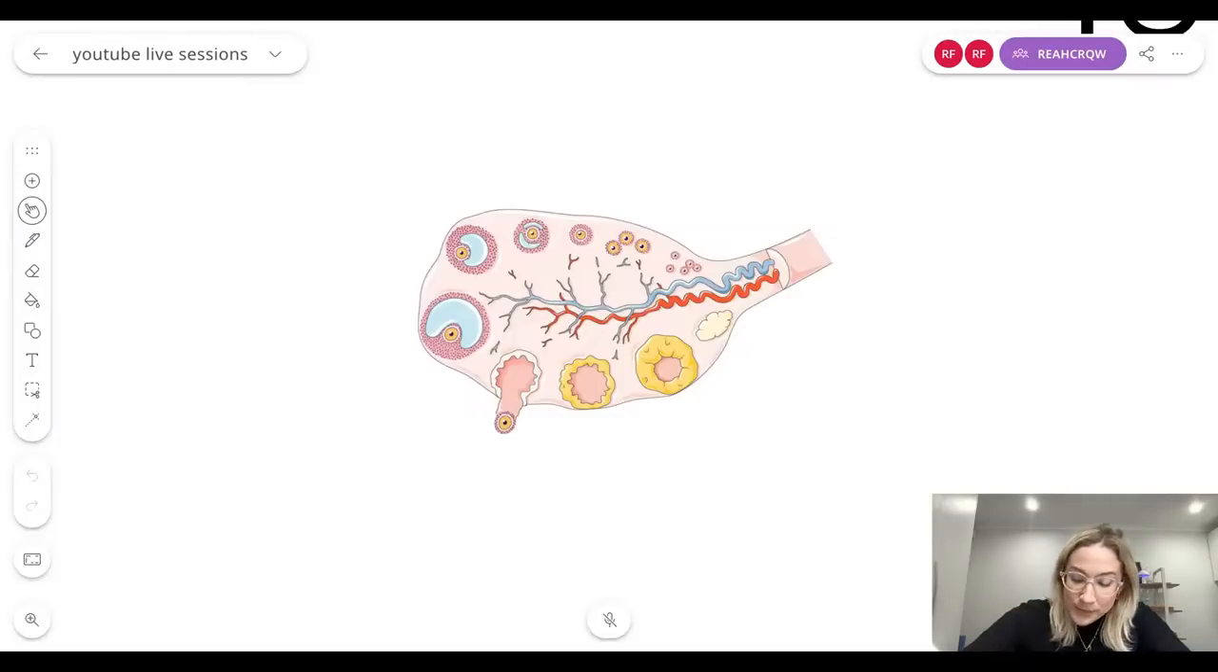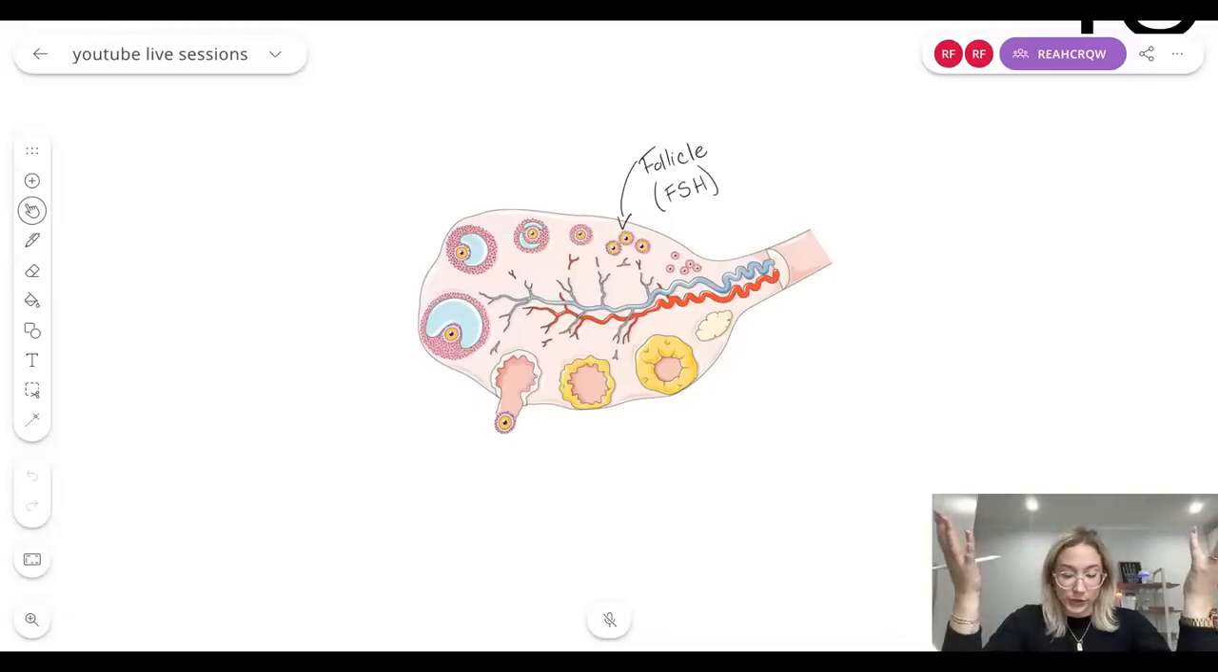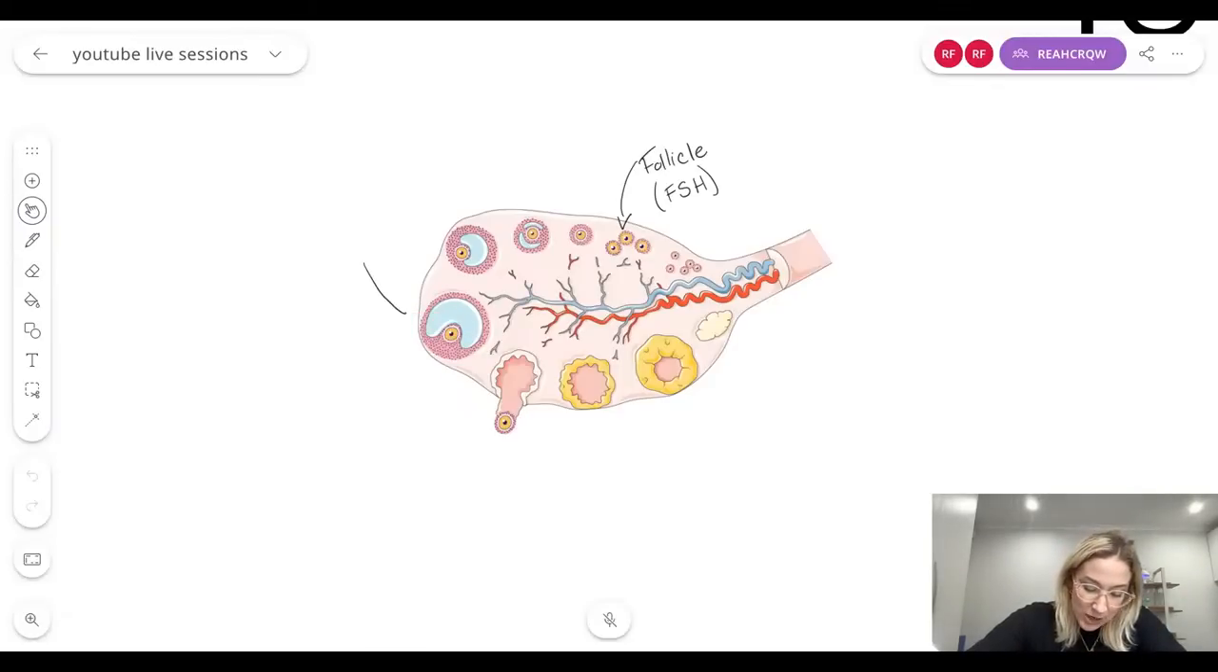So first of all, our ovarian cycle is going to begin with these structures here, which are follicles. Now, these are what we would specifically call a primary follicle, and they have grown under the influence of follicle stimulating hormone. So as follicle stimulating hormone goes up, these follicles grow and get bigger. Now, that follicle gets bigger and bigger and bigger until it becomes this really large follicle over here called a Graafian follicle.